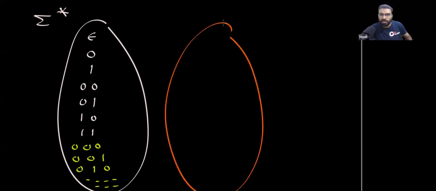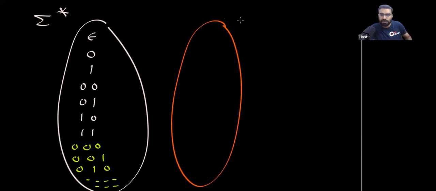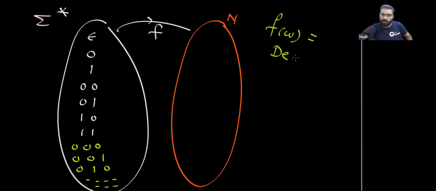So can you create a bijection from the set of binary strings to the set of natural numbers? How will you create it? Tell me. Will this work if I do this? For example, if I define f of w as the decimal of w, will it work?